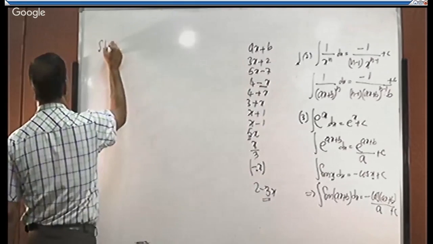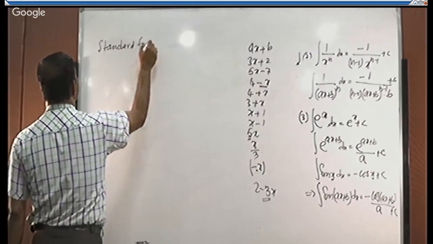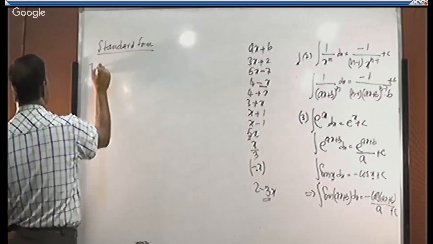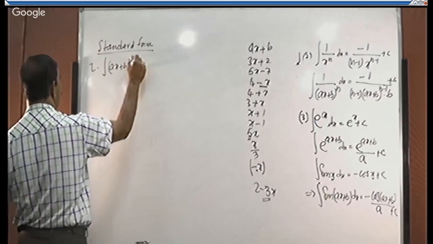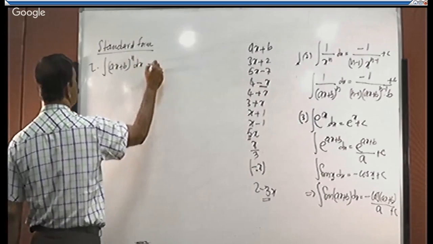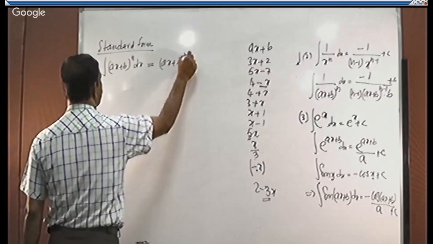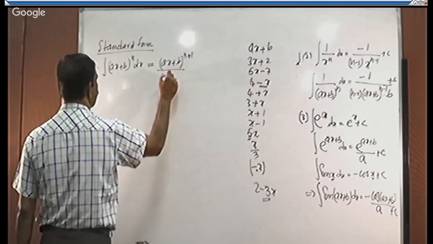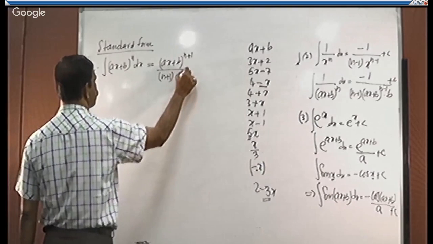Take one by one. Standard form number 1: integration of ax plus b to the power of n dx is equal to ax plus b to the power of n plus 1 divided by n plus 1. What is extra we have to write? x coefficient, that is plus a.